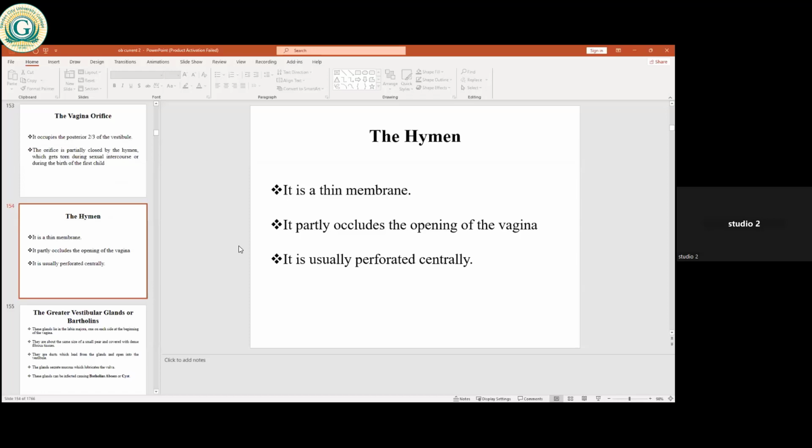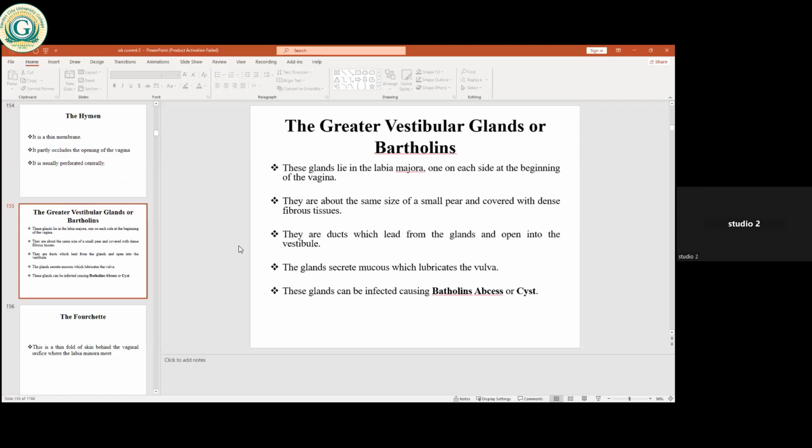Now we have these structures, what we call the greater vestibular glands or Bartholin's glands. Remember, all these are external genitalia. These Bartholin's glands lie by the labia majora, one on each side. The labia majora has two flaps of skin, so one on each side has a Bartholin's gland.